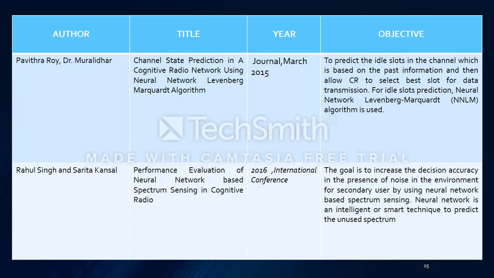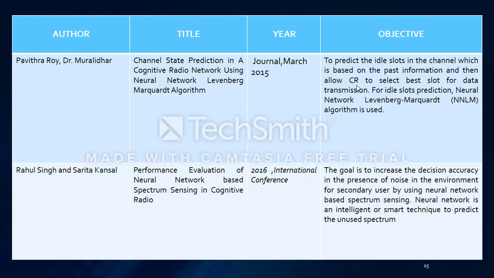Next one is channel state prediction in a cognitive radio using neural network using Levenberg-Marquardt algorithm, and the authors are Pavitra Roy and Dr. Muralidhar, published in 2015, to predict the ideal slots in the channel based on the past information and then allow cognitive radio to select the best slot for data transmission. For ideal slot prediction, the neural network Levenberg-Marquardt algorithm is used.